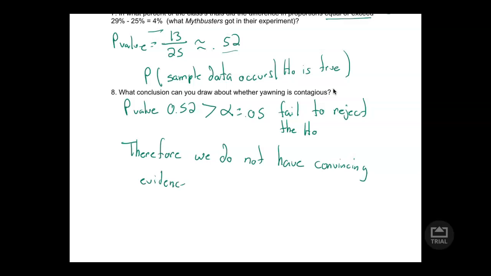against our null. But we don't want to just say against the null. We want to give it in context. So we do not have convincing evidence that yawning is contagious. So we just busted the Myth Busters. They made the conclusion that yawning was contagious based on their numbers, but they didn't put it to any kind of test.